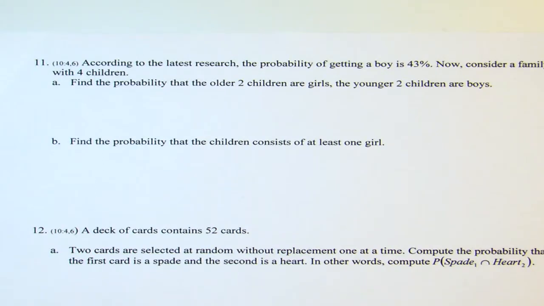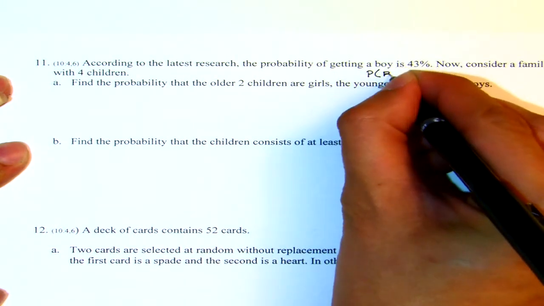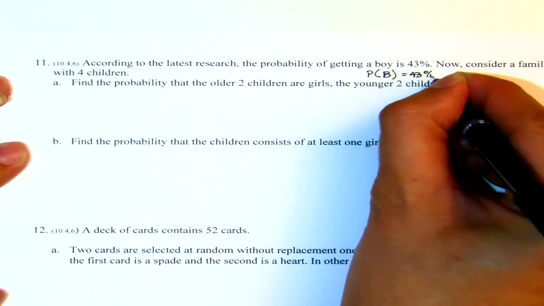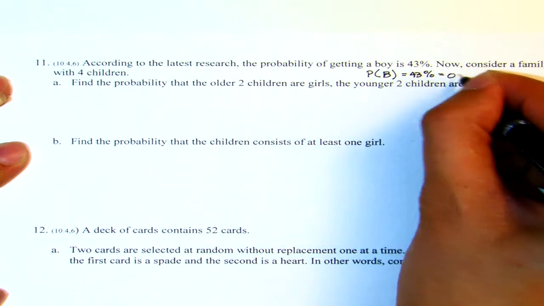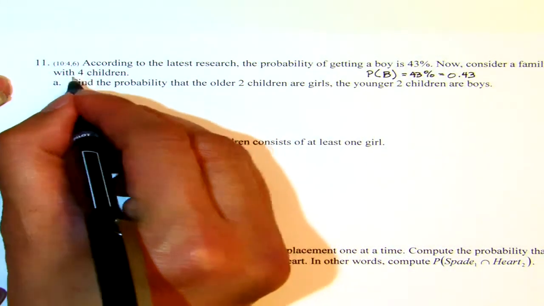Okay, now let's work on Fall 2011 Math 227 Test 1, number 11. According to the latest research, the probability of getting a boy is 43%. The probability to have a boy is 43%. I strongly suggest you convert this to decimal right away. Now, consider a family with 4 children.